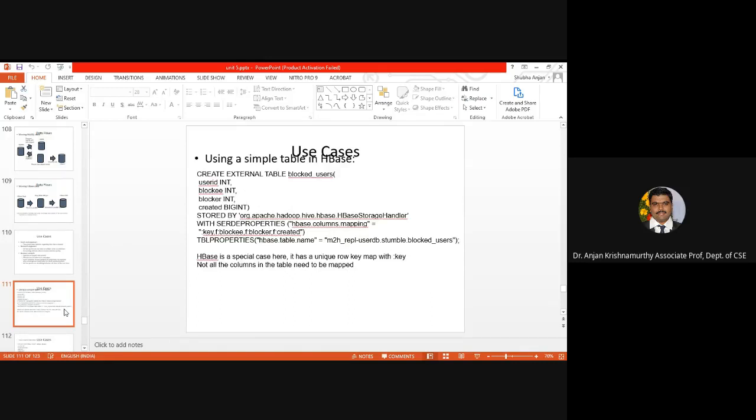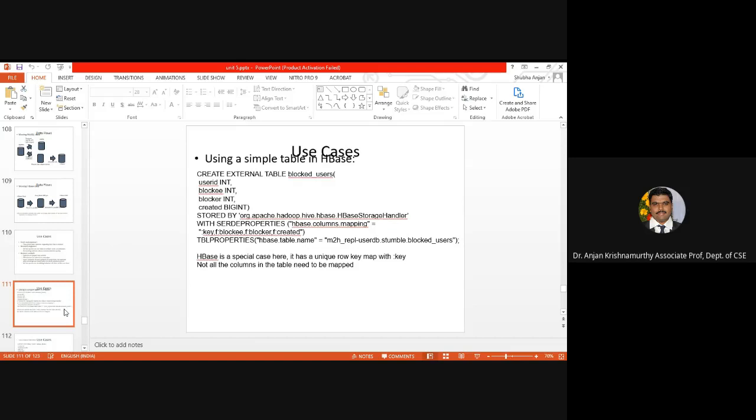So if you take a simple use case of a table in HBase, create an external table, blocked users with so and so, you may observe that the syntax is very common to what we see in SQL, right? But HBase is a special case here, and you know that there is a unique row key that is mapped to a set of columns, or a set of column families, basically. So that is how it is done, right?